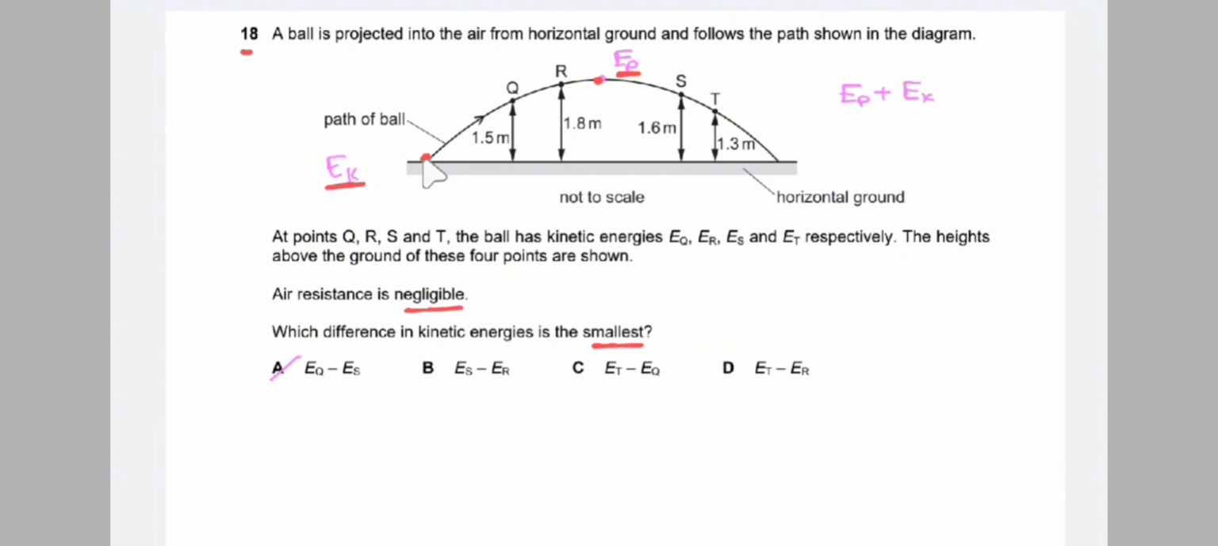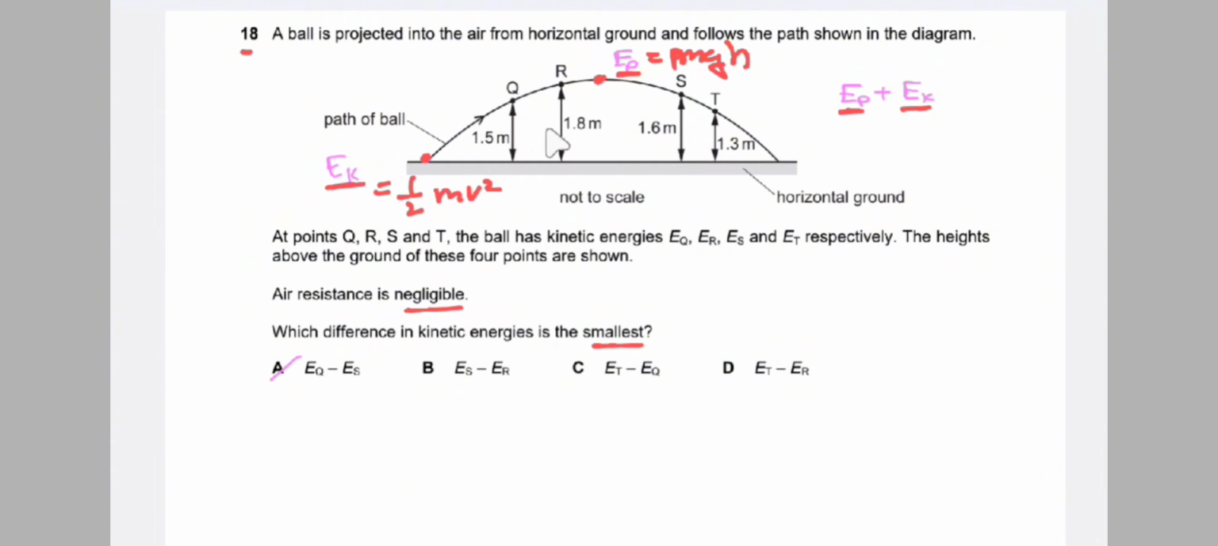Initially it has some kinetic energy, but at the topmost point, the speed is 0, so kinetic energy is 0 and it has gravitational potential energy. Gravitational potential energy is mass times gravitational field strength times height, and kinetic energy is half mv squared. At any of these points, it has gravitational potential energy as well as kinetic energy. So the points that have less difference in height also have less difference in kinetic energy.